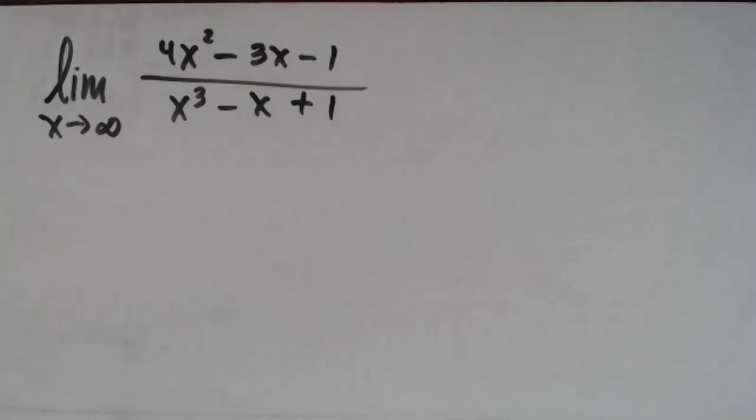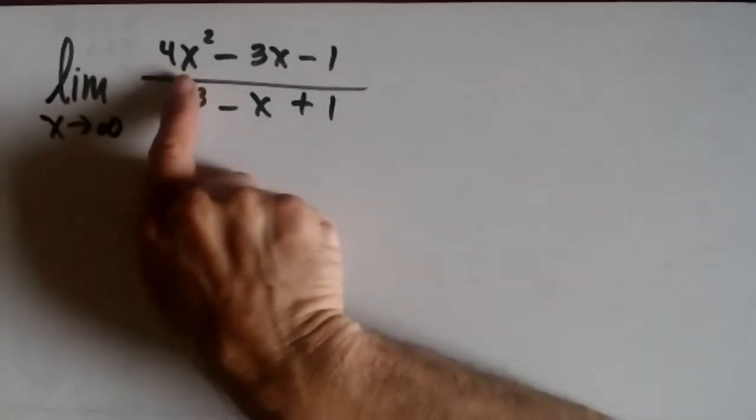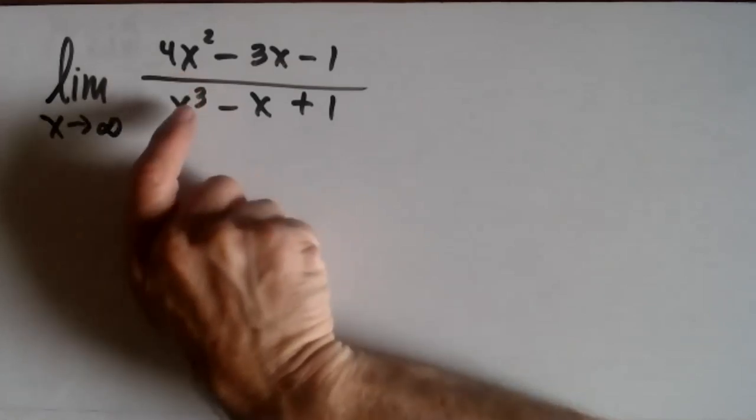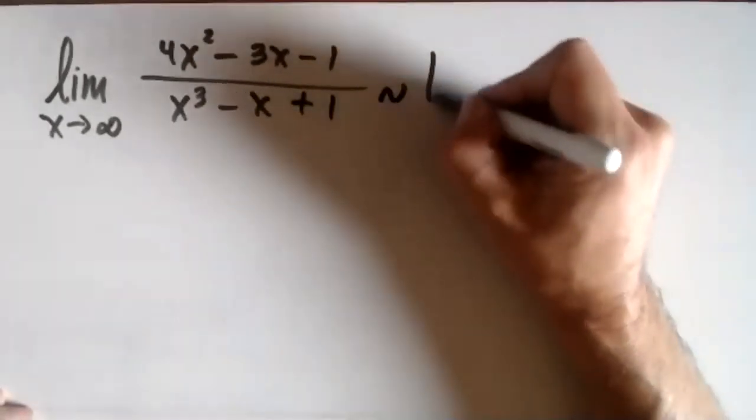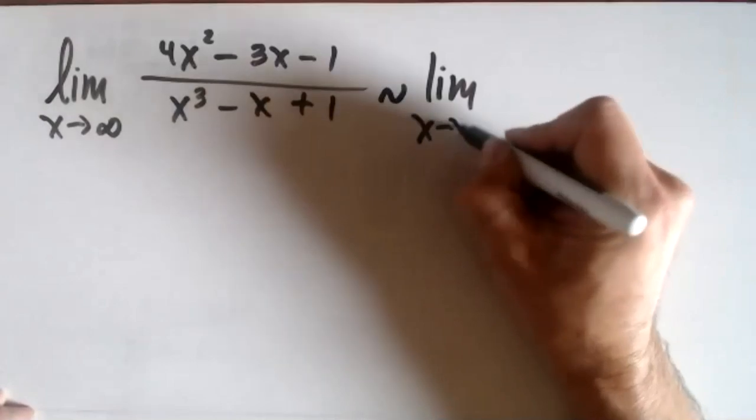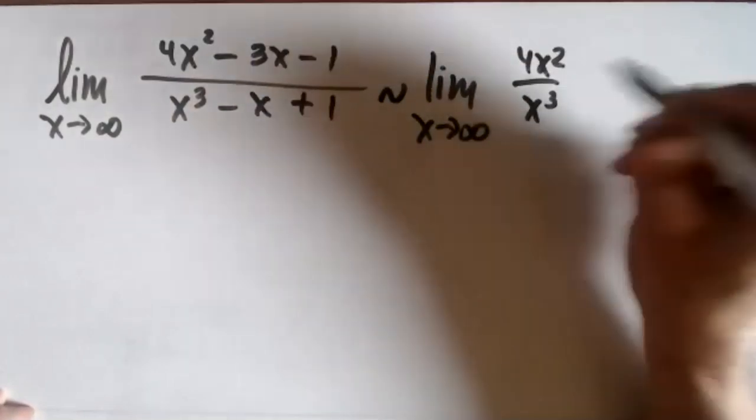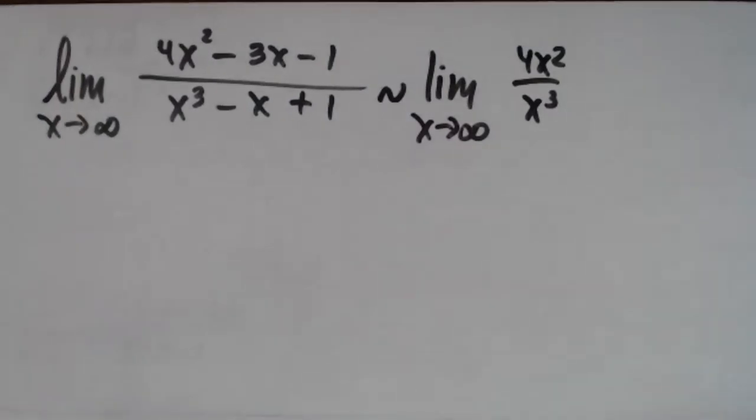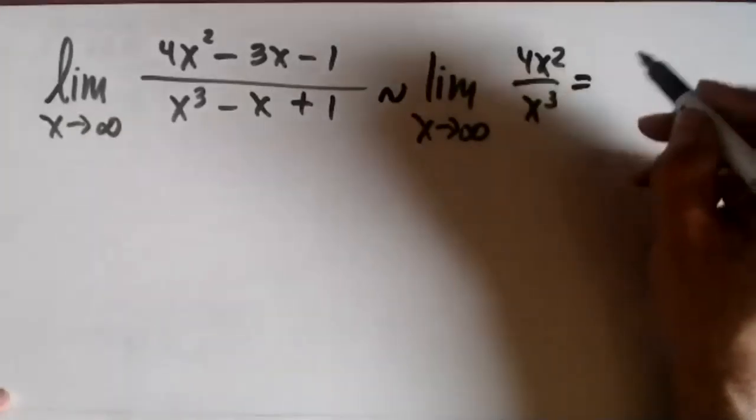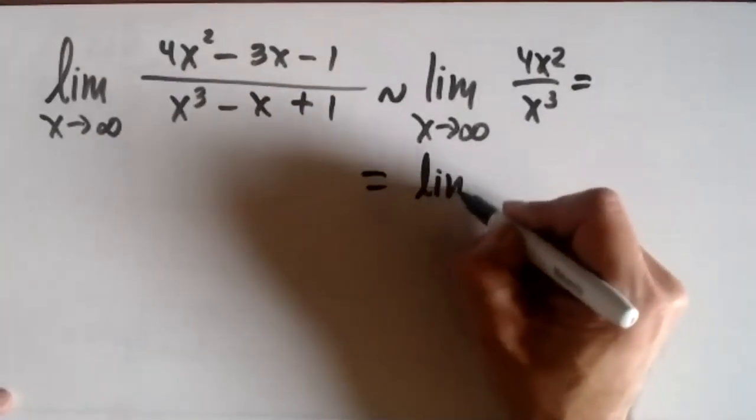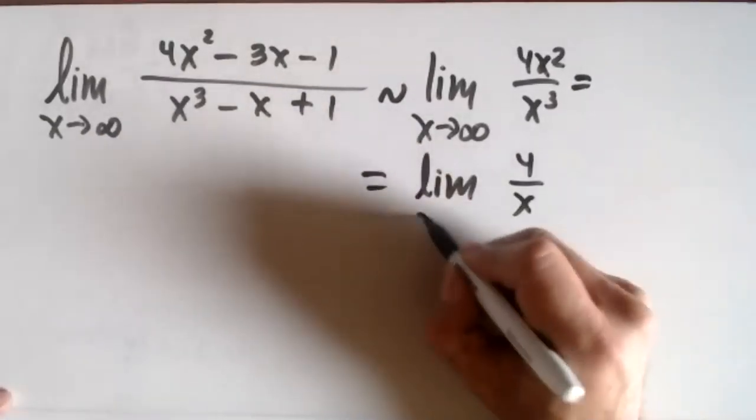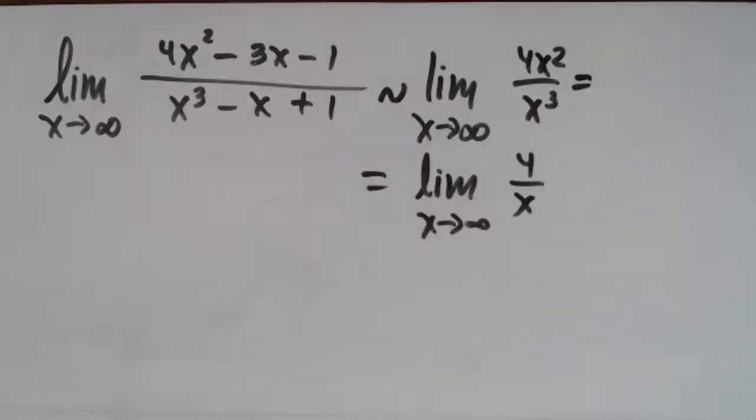Okay, who are the leading terms? This is the big term in the top. This is the big term at the bottom. So this is like the limit at infinity of 4x squared over x cubed. Now, what can you cancel out? The x squares, correct? So this is like the limit of 4 over x, limit at infinity.